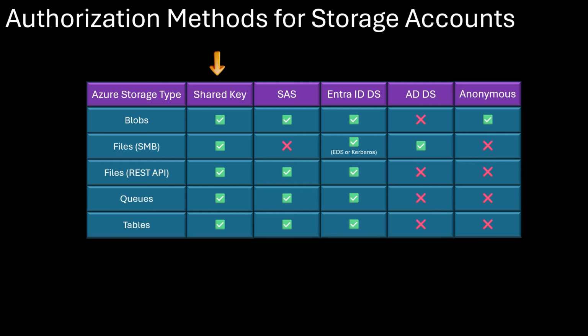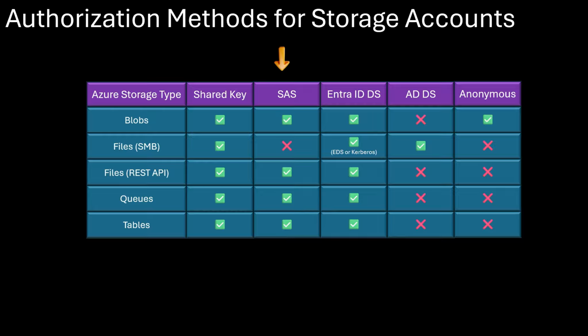Why use it? Because it provides direct access using your storage account keys. How it works? You include an encrypted signature in the request header for authentication. Why be cautious? If someone gets your key, they gain full control of your storage account. When to use it? Only when you absolutely must, like for internal automation. And you can use shared key authorization method for all storage services.